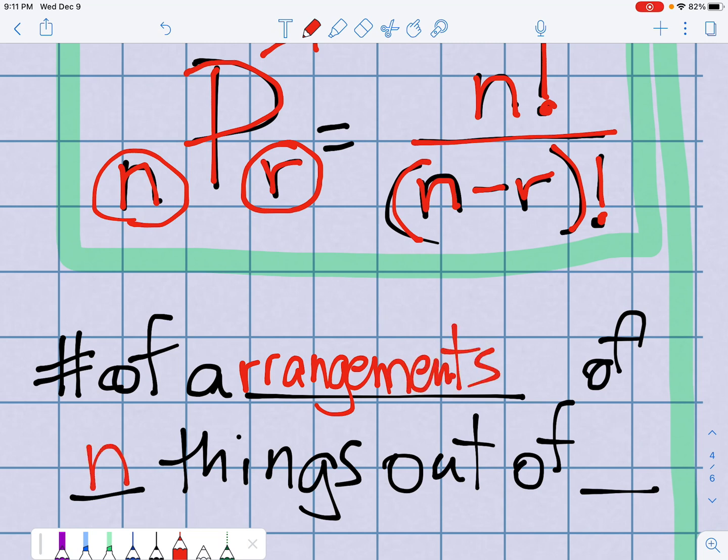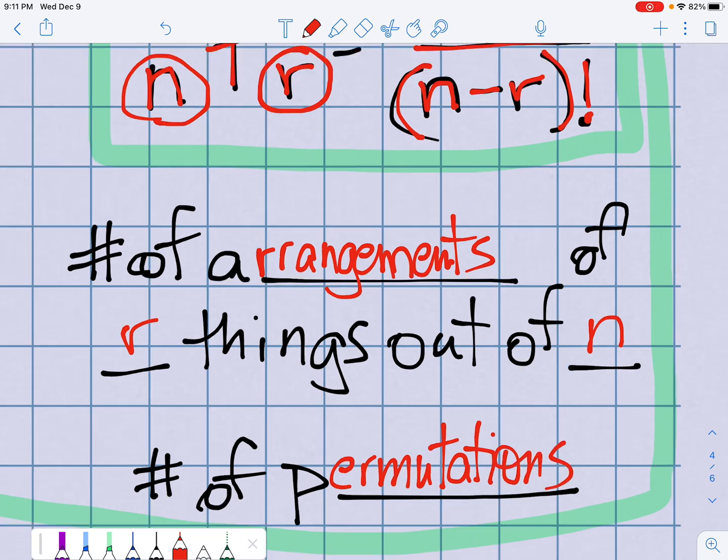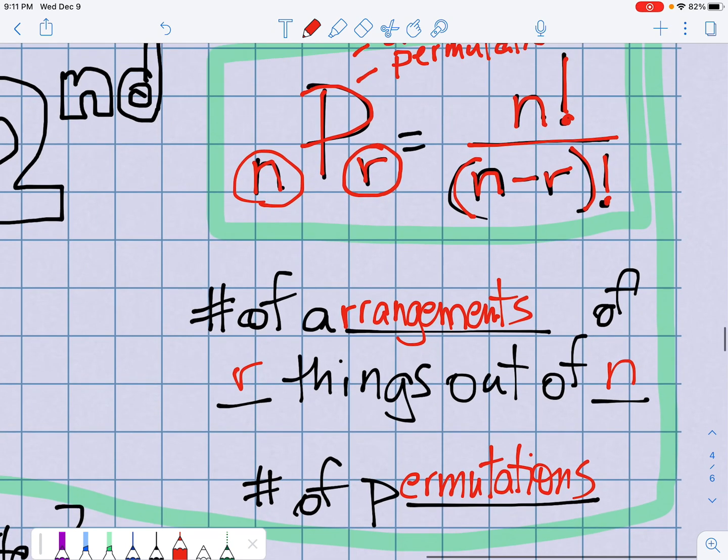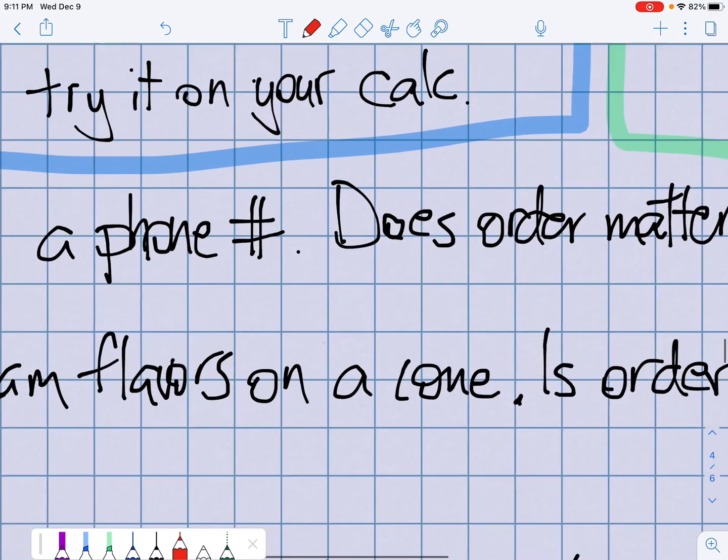Of r things out of n things. And again, the fancy word for arrangements is permutations. That's why the P is there. All right, first of all, let's just think about when we are going to use it, and then we'll actually use it in an example.